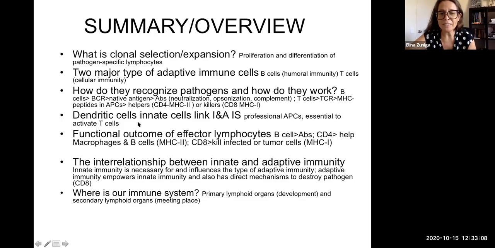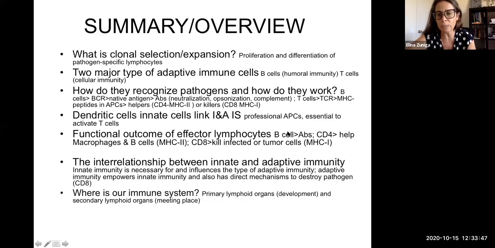We learned about dendritic cells that link innate and adaptive immunity and are professional antigen-presenting cells because they have constitutive expression of co-stimulatory molecules that give positive signals to the T cells and are always necessary to initiate the activation of naive T cells. Without them, we cannot initiate the activation of naive T cells, and that's why they are called the most professional antigen-presenting cells. And we also learned about the functional outcomes of effector lymphocytes.